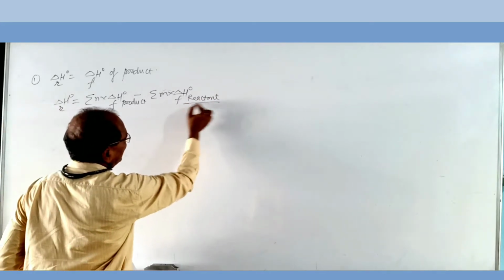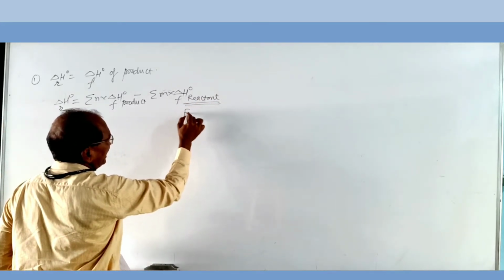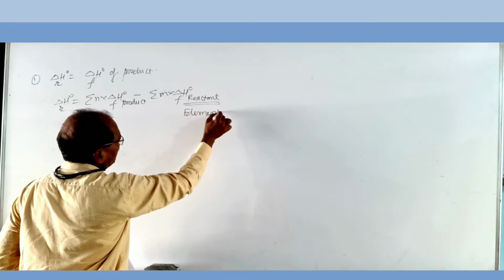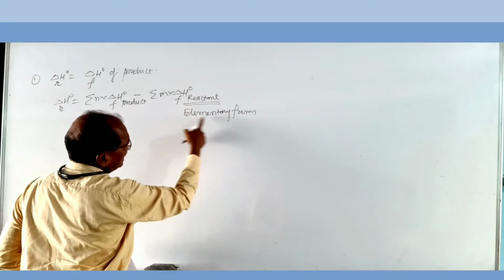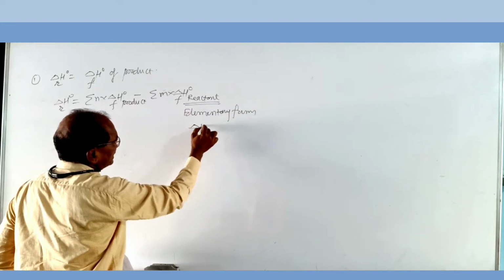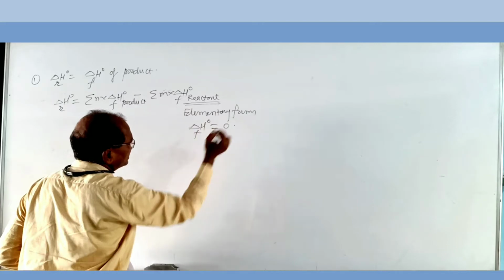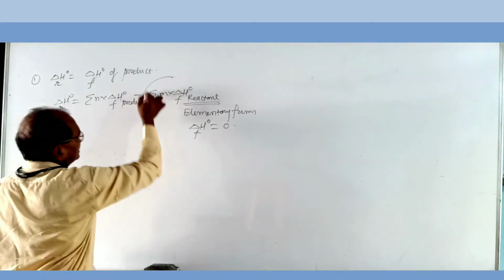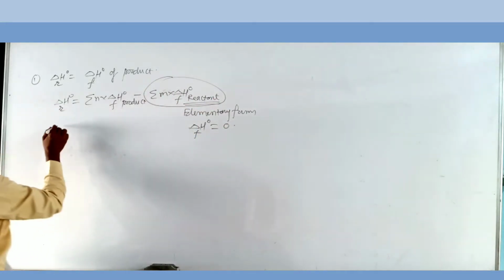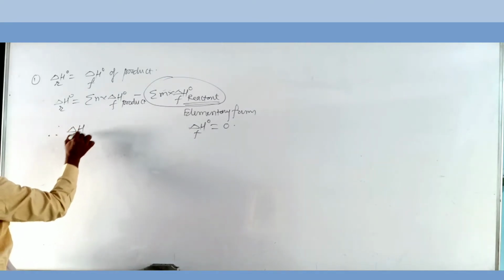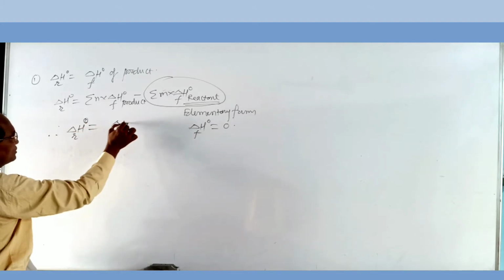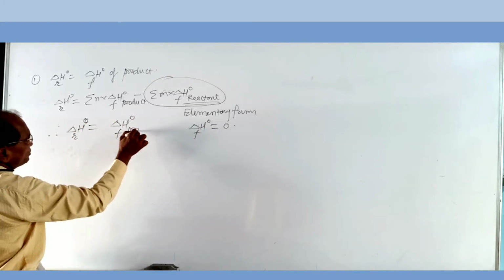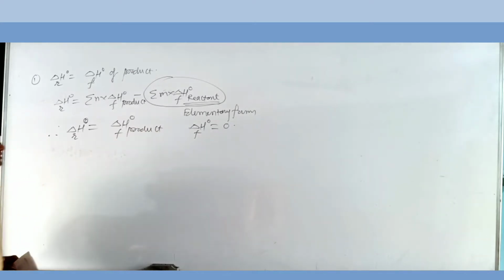If the reactants are in elementary form, their delta HF0 is 0. Means this term becomes 0. Therefore, delta H0 of reaction is equal to delta HF0 of product. This is applicable for answer C.